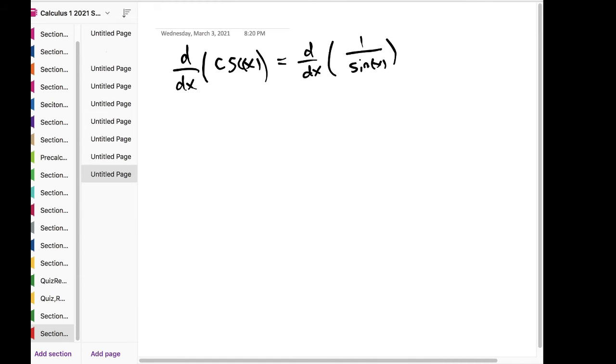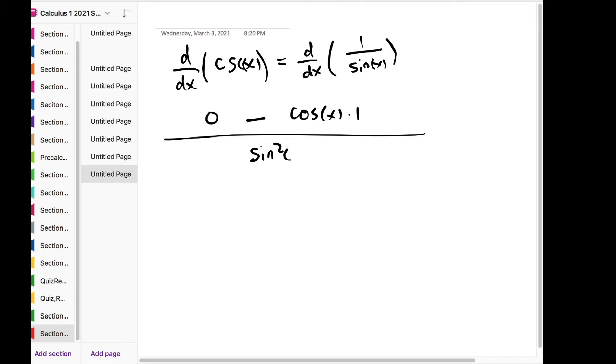Okay, so let's do it. Derivative of 1 is 0. So 0 times anything is 0. Minus the derivative of sine is cosine times 1. And then over sine squared. So how do we simplify this?